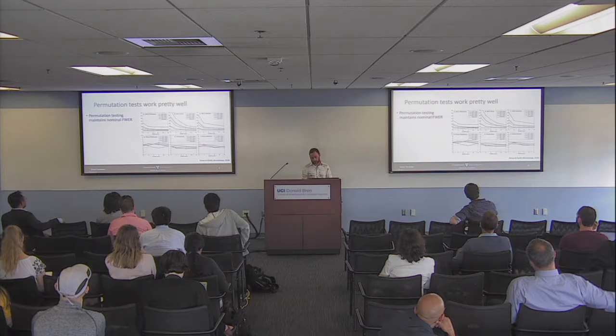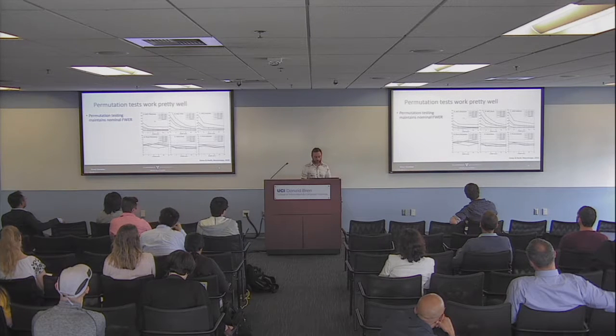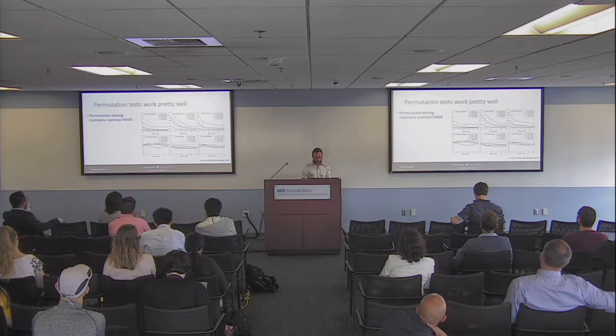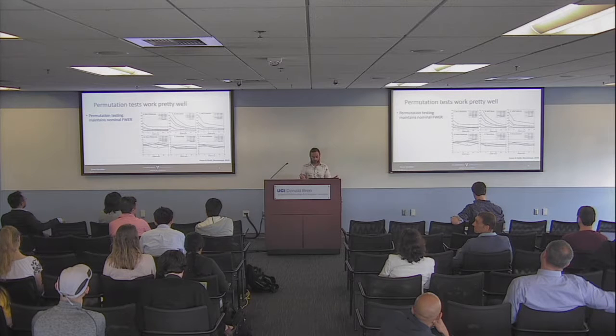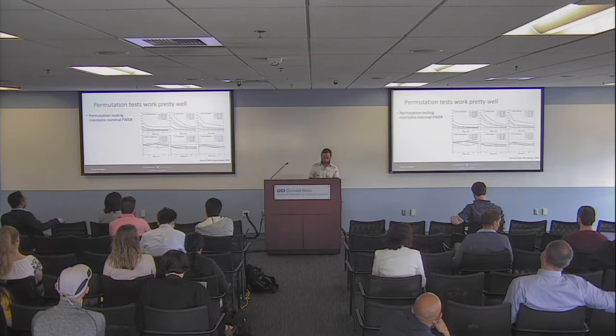So you can see again, this is a different type of data. So this is cortical thickness data, this is area, this is volume. But you can see that there's an inflated type 1 error rate for different types of smoothing kernels. And this permutation procedure that I mentioned maintains pretty close to nominal type 1 error rates.